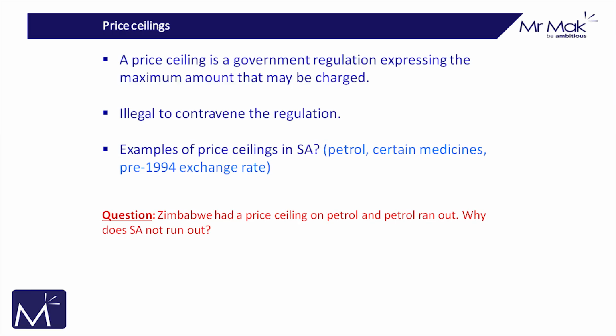Before we carry on, I'd like to ask you a question, and you can answer this in your groups. Zimbabwe had a price ceiling on petrol, and petrol ran out. You saw all those long fuel queues and the burgeoning parallel market that took place. In South Africa today, there are still price controls on petrol. How come petrol ran out in Zimbabwe, but it doesn't run out in South Africa, despite price controls? Answer that for me before we carry on.